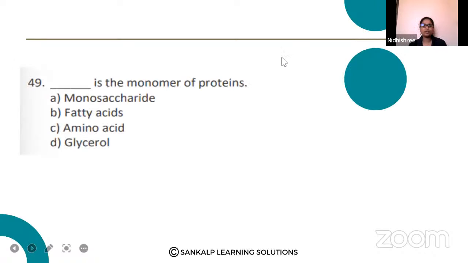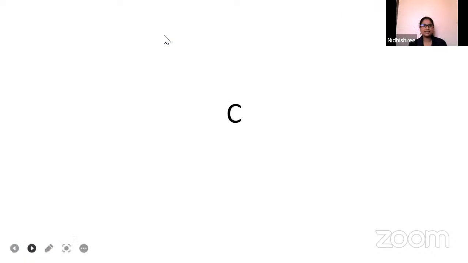Dash is the monomer of proteins. Option A, monosaccharide. Option B, fatty acids. Option C, amino acid. Option D, glycerol. Option C, amino acid, ma'am. Okay, option C, amino acid. And the chat answers are option C. Lohit and Chandru answered in chat, Ramya M. Nayak, Suha TS. What about others? Reshma. Fine. Okay, Padmayan. The right answer is option C, that is amino acid. Amino acid is the right answer.